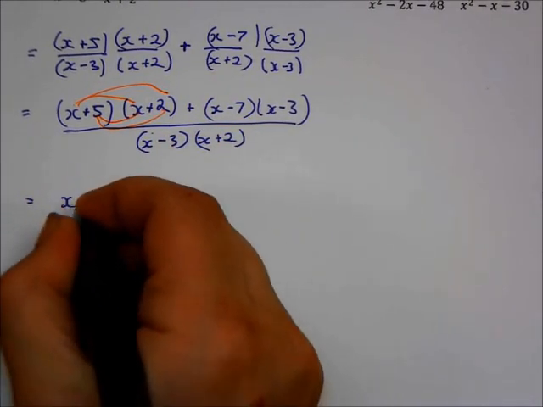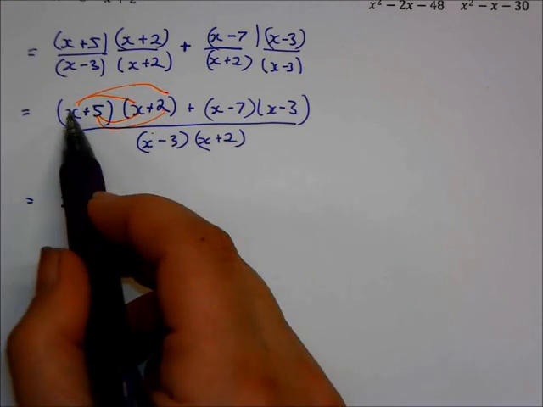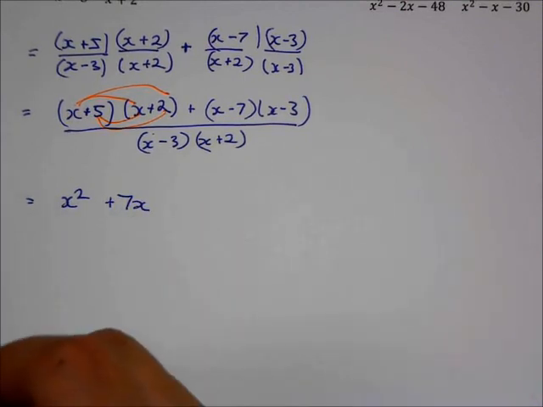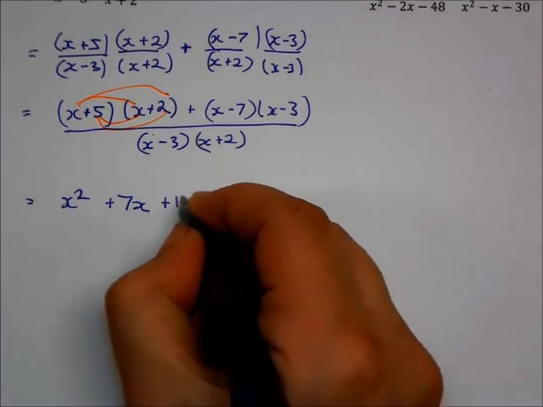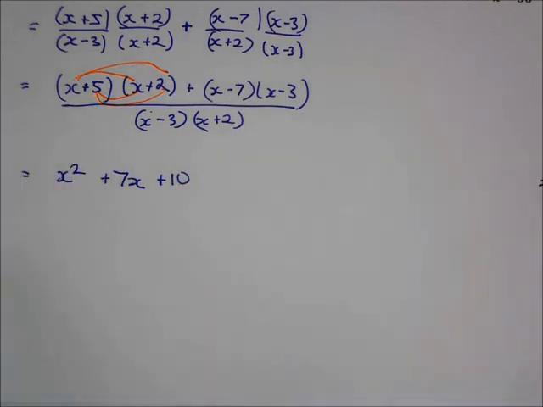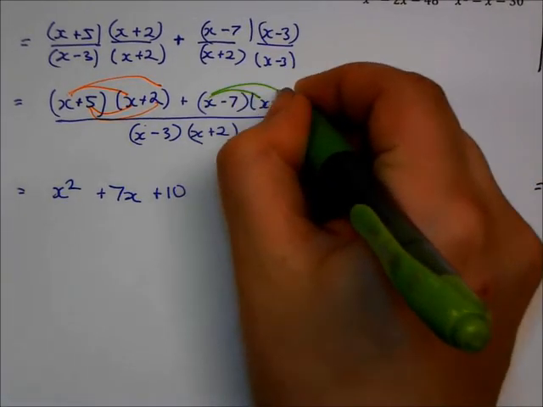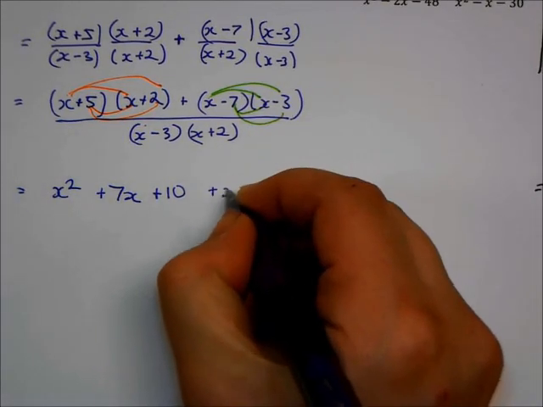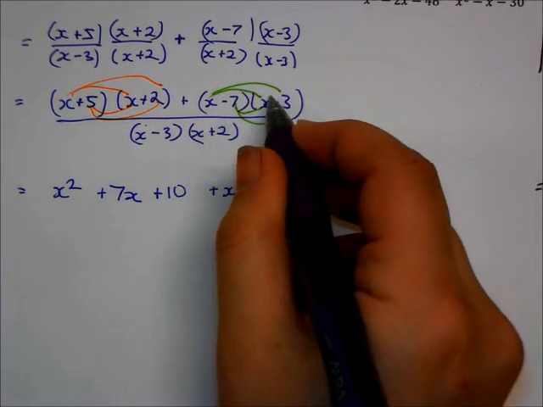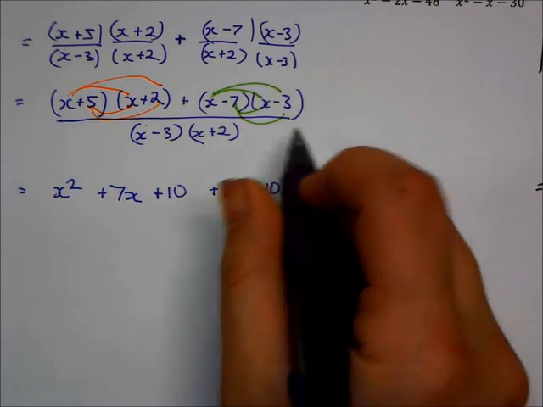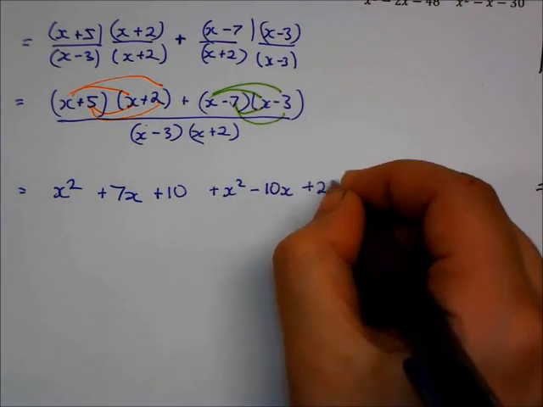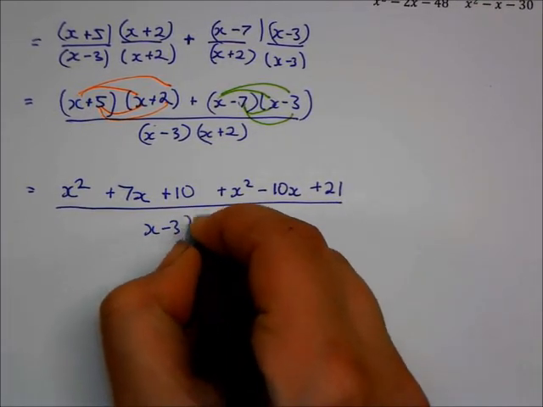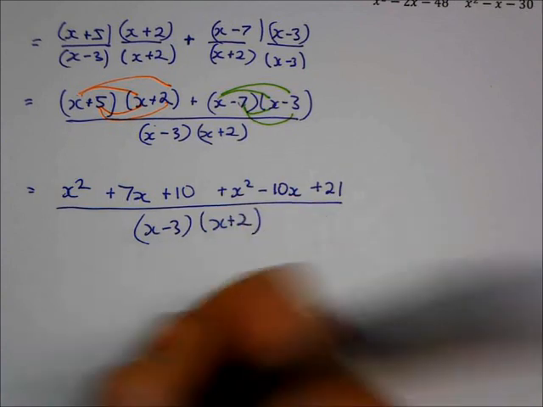We get x squared plus 2x plus 5x, so that's a total of 7x plus 10. Let's do the second bracket. 1, 2, 3, 4. So what do we have here? x squared minus 3x minus 7x, negative 10x, positive 21, negative 3, negative 7, all over x minus 3, x plus 2.